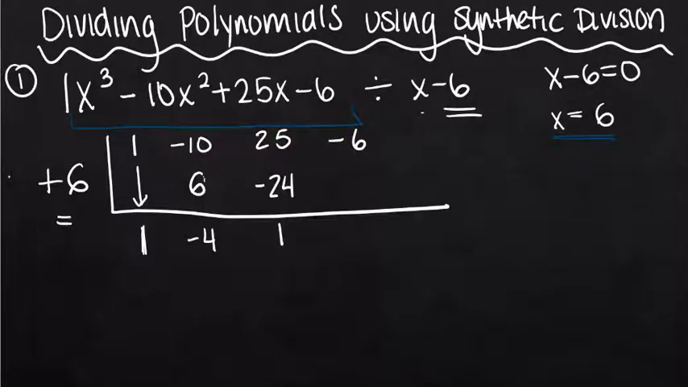And then once again, the 6 times 1 gives me 6. I'm going to add these two together. So negative 6 plus 6 is 0. And so whatever you have at the end, this is always your remainder.